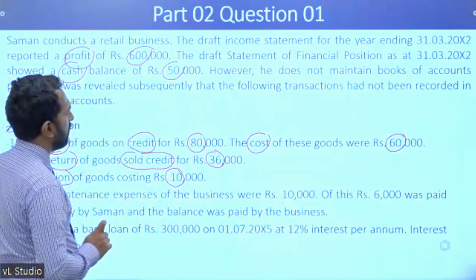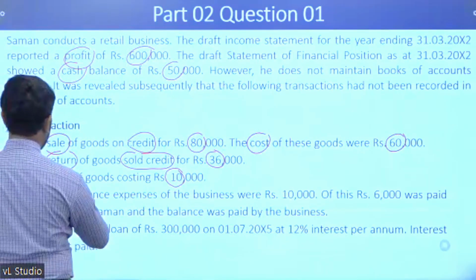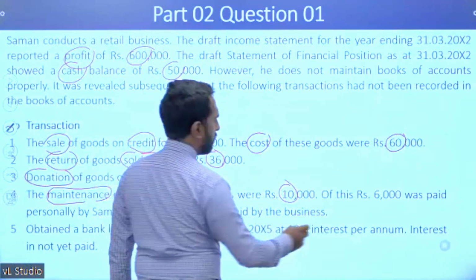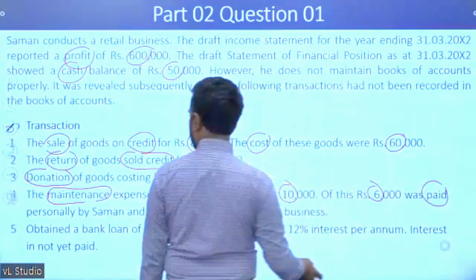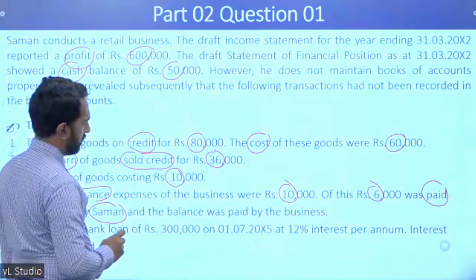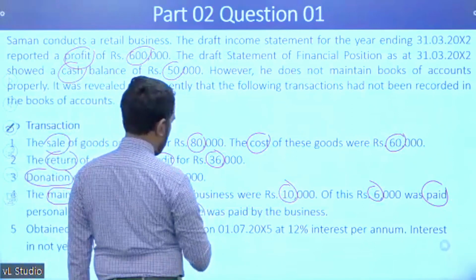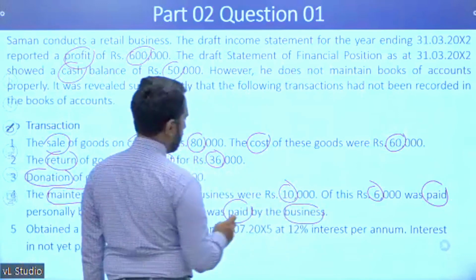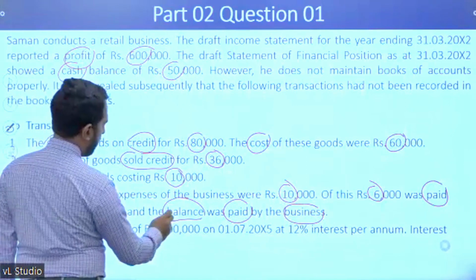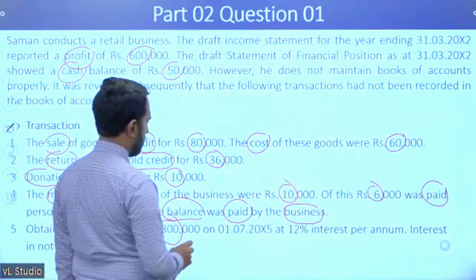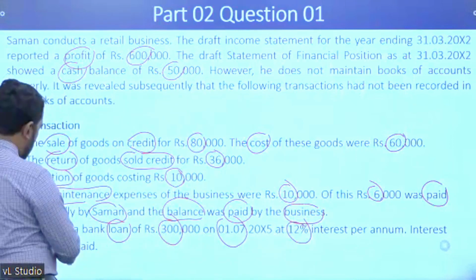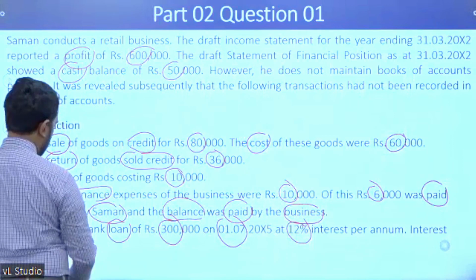The maintenance expense of the business was rupees 10,000. Of this, rupees 6,000 was paid personally by someone, and the balance was paid by the business. Obtained a bank loan of rupees 300,000 on 1st of July at 12% interest per annum. Interest is not yet paid.